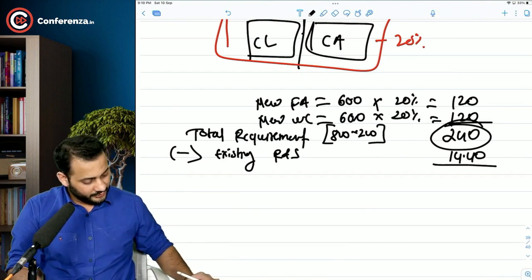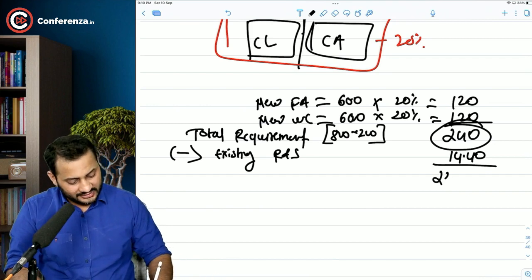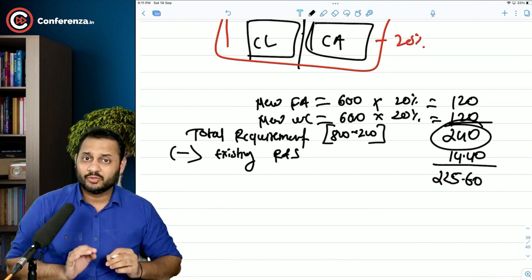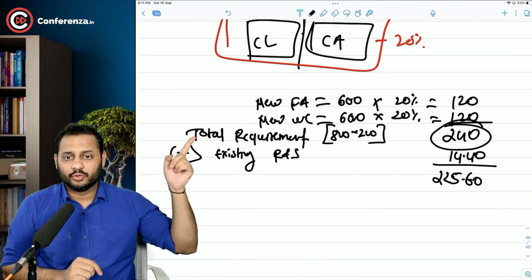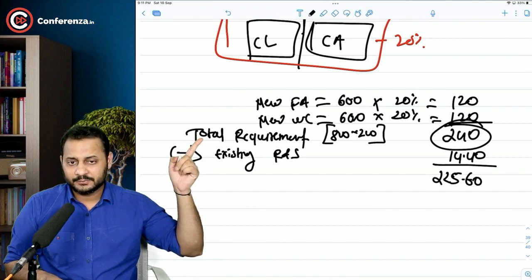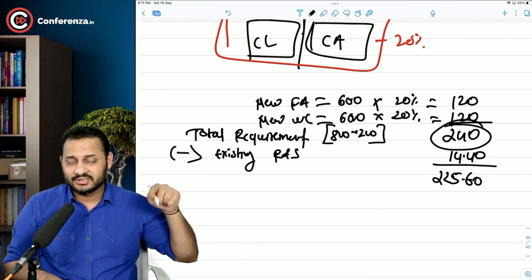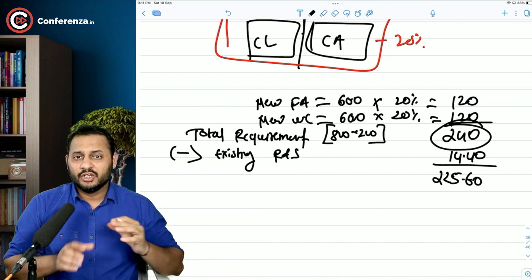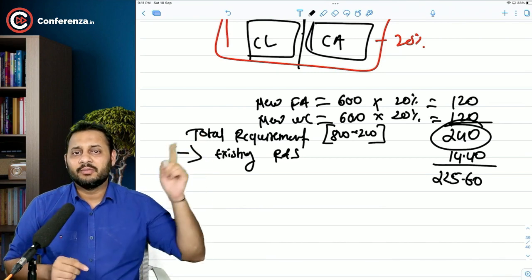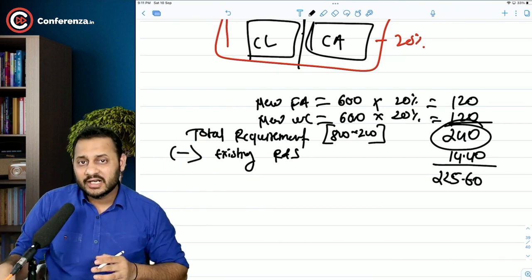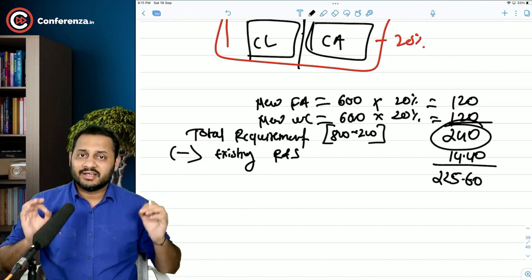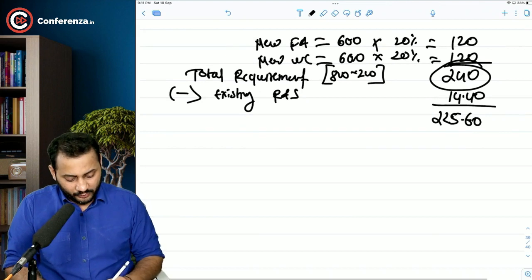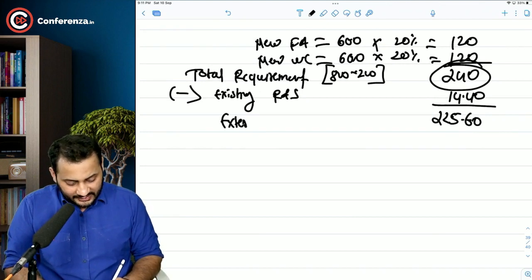240 minus 14.40, this is 225.60. Now try to understand. We need the capex, we need the working capital, and the total of it comes to 240 lakhs. Out of which this year's reserves and surplus is 14.40. So we fund this requirement by the internal profits that we have made this year, which is 14.40 lakh. Now the rest of the amount, that is 225.60, will be called the external fund requirement.